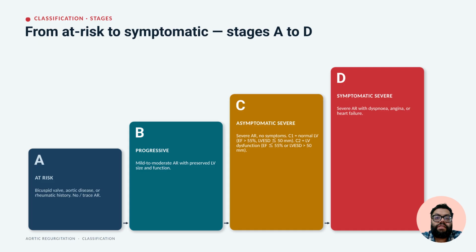The ejection fraction has slipped to 55% or below, or the end systolic dimension has crossed 50 millimeters. That C1 to C2 transition is exactly when asymptomatic patients earn an operation. Stage D is symptomatic severe disease. Notice the engine of decision making. We do not wait for symptoms in severe AR. A failing ventricle on the scan is reason enough to act. Always confirm the precise numbers against the version of the guideline in front of you.